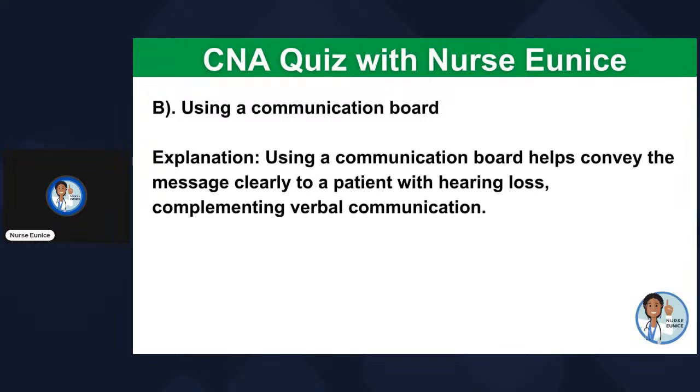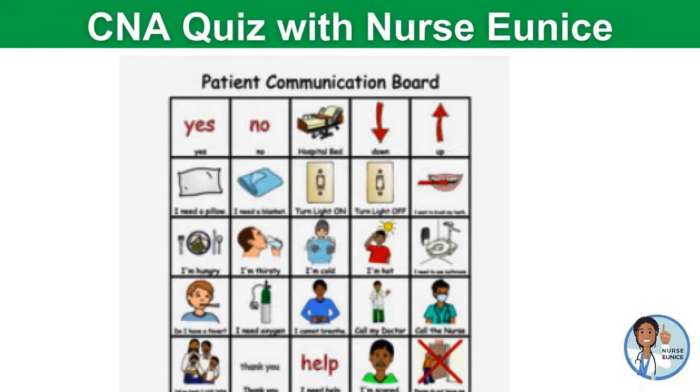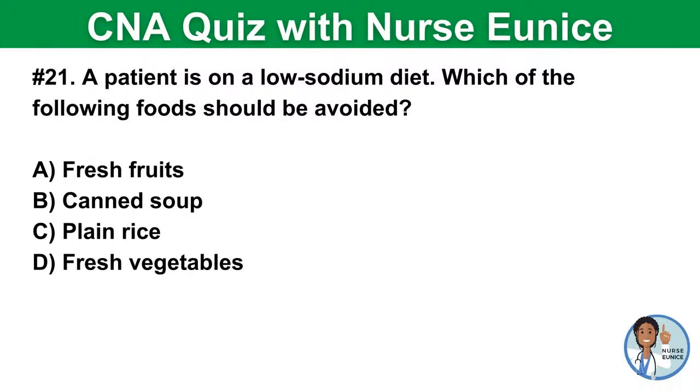But you all, for this one, I want you to use a communication board because it shows pictures. And here's an example of a communication board. So it has a picture of the bed. It has the arrow going up, the arrow going down, has a picture of a light switch. Some of them have pills, cups of water, pictures of toilets. And so instead of writing things out, most of your facilities will have these patient communication boards, and you can get the person to point to it if they have a hearing loss or if they have English as their second language.